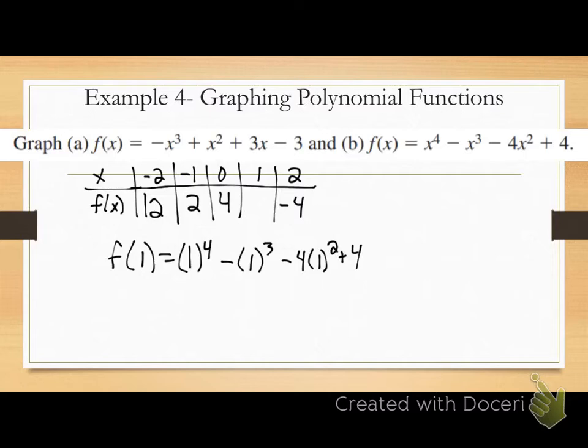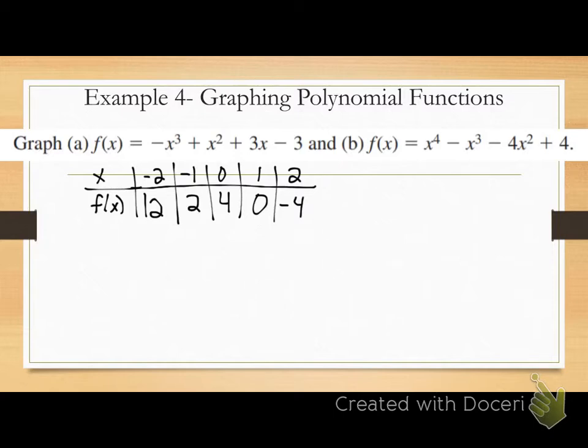So I'd get, yep, 0. Do I need to go through any of those, or are we all okay plugging in values? Like I said, if you're just typing in your calculator, be careful with your parentheses and your signs. Okay? So here's our ordered pairs. We're going to go ahead and plot those on our graph.